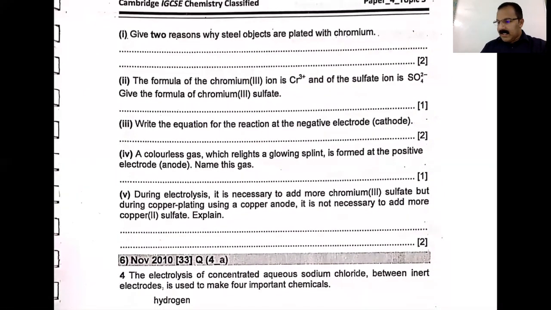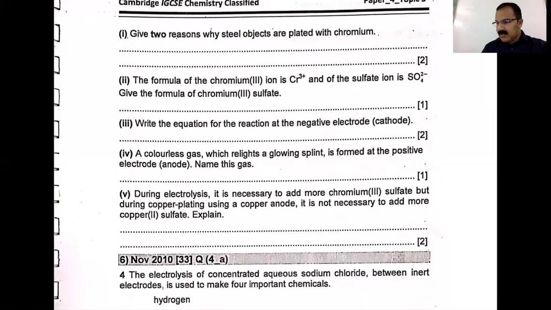A colorless gas which relights a glowing splint is formed at the positive electrode, anode. Name this gas. So from the description, a colorless gas relights a glowing splint. That's a test for oxygen in IGCSE and even in the higher levels. So that's oxygen. Since they say name the gas, your answer should be written as the name, oxygen. All right. It is not wise to write O2.